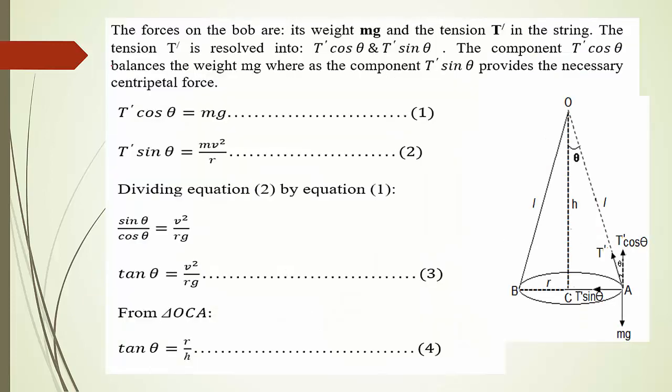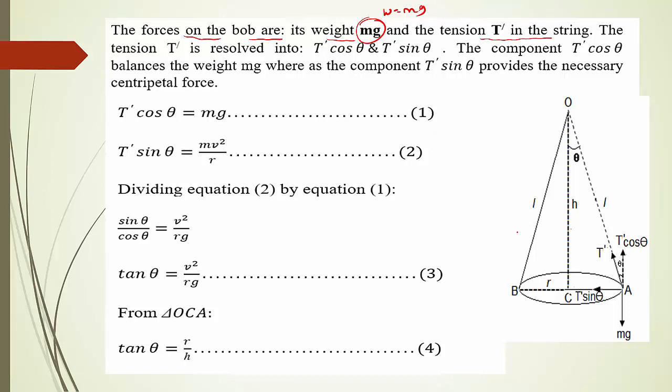Yes. Now you can observe the forces on the bob. How many forces are acting on the bob? See here, there are two forces acting on the bob. One is its weight. Weight means W equal to mg, acting vertically downward. This is also a force. Then another one is tension. It is also a type of force. We can take it as T dash. Tension in the string is vertically upward. W equal to mg, weight of the bob, is vertically downward.